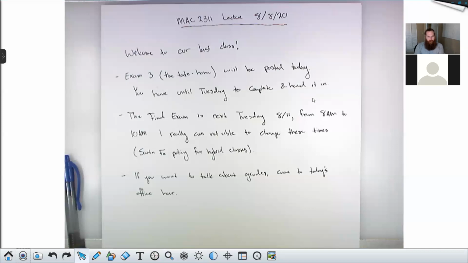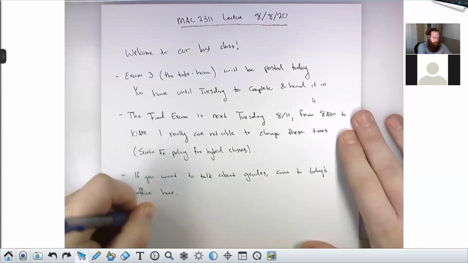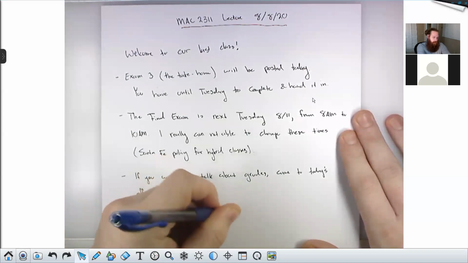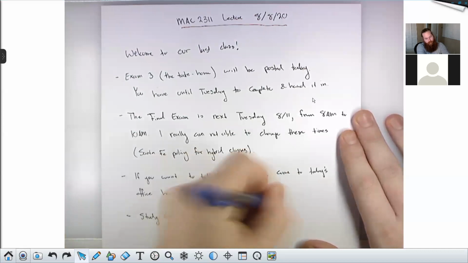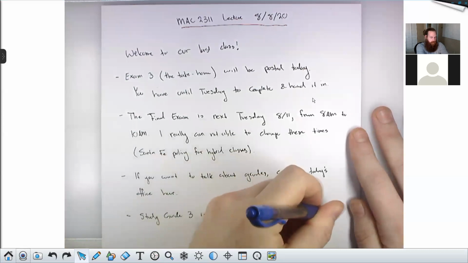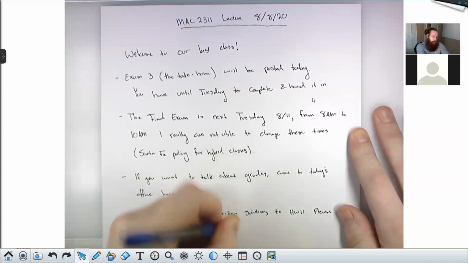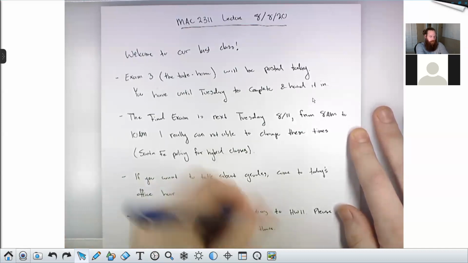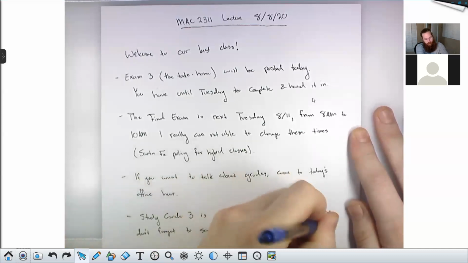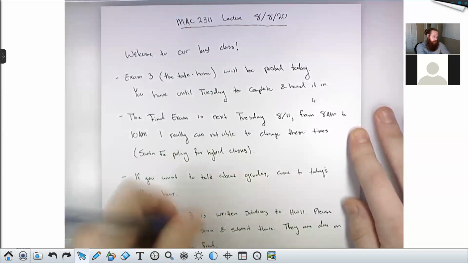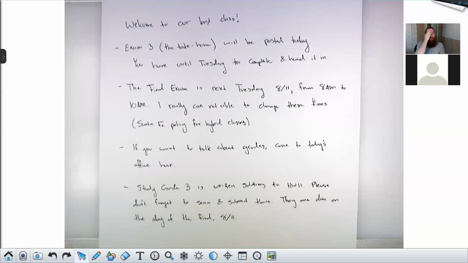I think that's all the announcement-y stuff. Remember the study guide. Three is written solutions to homework 11. Please don't forget to scan and submit these. They are due on the day of the final, which again is 8/11. Okay. Any bookkeeping, announcement-type questions for me? Any stuff like that before we get into some problem solving?